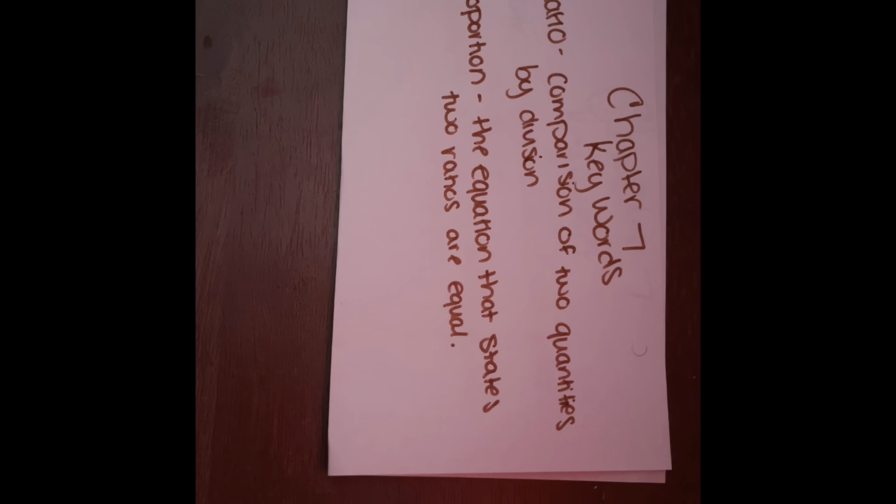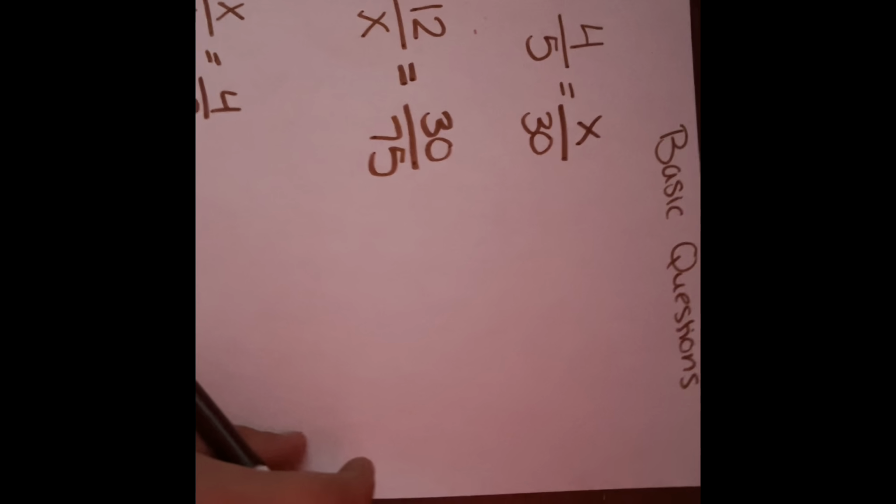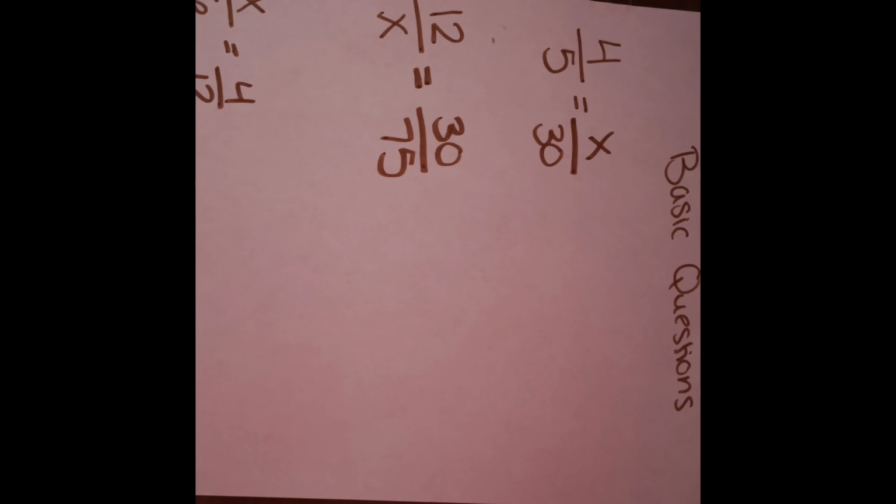This lesson is about ratios and proportions. So the keywords that you should know and what their meanings are is ratio and proportion. Ratio means comparison of two quantities by division, and proportion means the equation that states two ratios are equal. So with that being said, we are just going to start off with some very basic, very simple equations, and I'm going to walk you through how to do them.